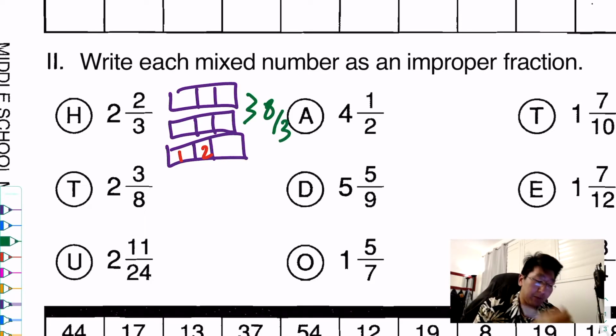out of 3. So basically what we're doing is we're taking the whole number and we're multiplying it by the denominator. And so that's how we get the first 6. That's where we multiply these two, 6, and then we're going to add the 2.